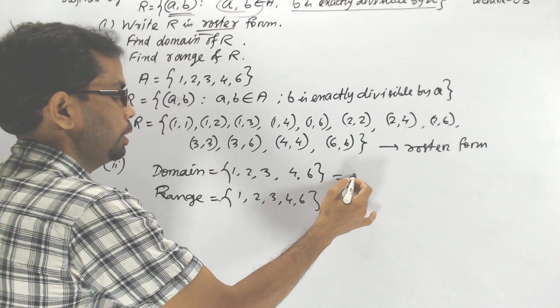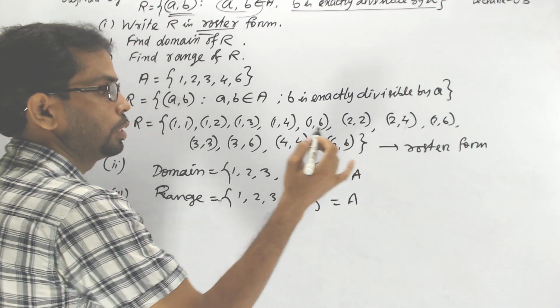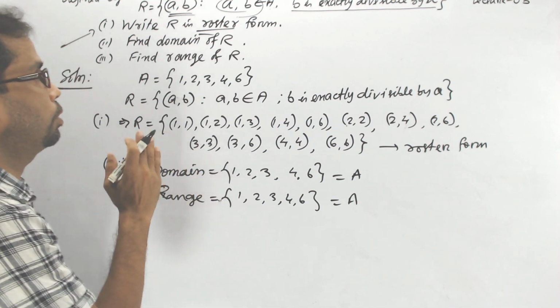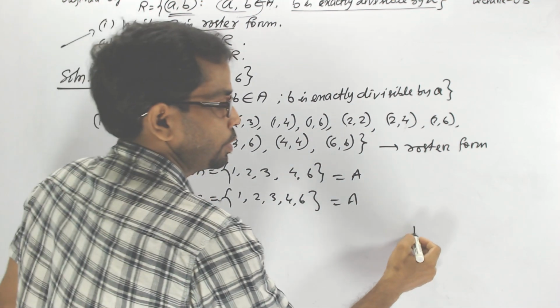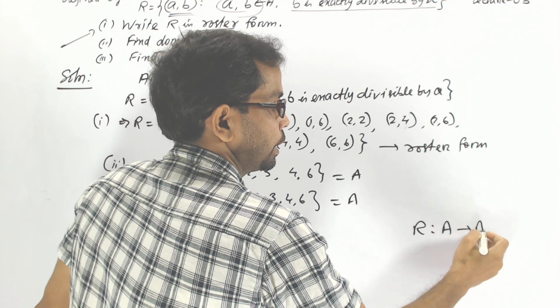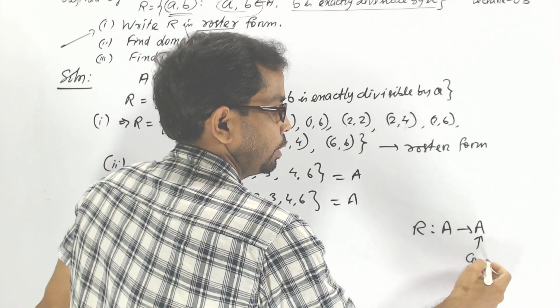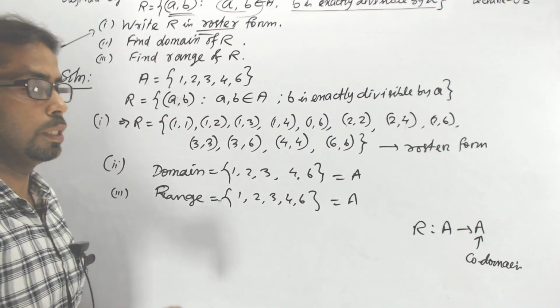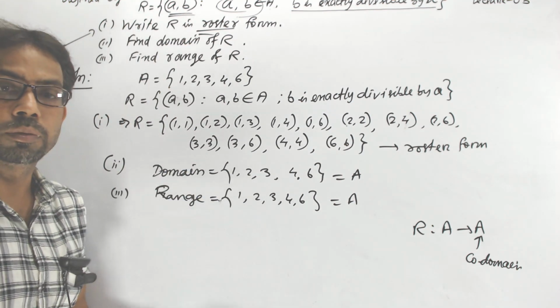That means in this case domain is set A, range is also set A. If you want to write codomain, also it will be set A, because the relation is from A to A only. The relation is from set A to set A itself. So if you want to write codomain, also it will be set A only. Codomain will be set A itself. So this is the complete solution for this question.